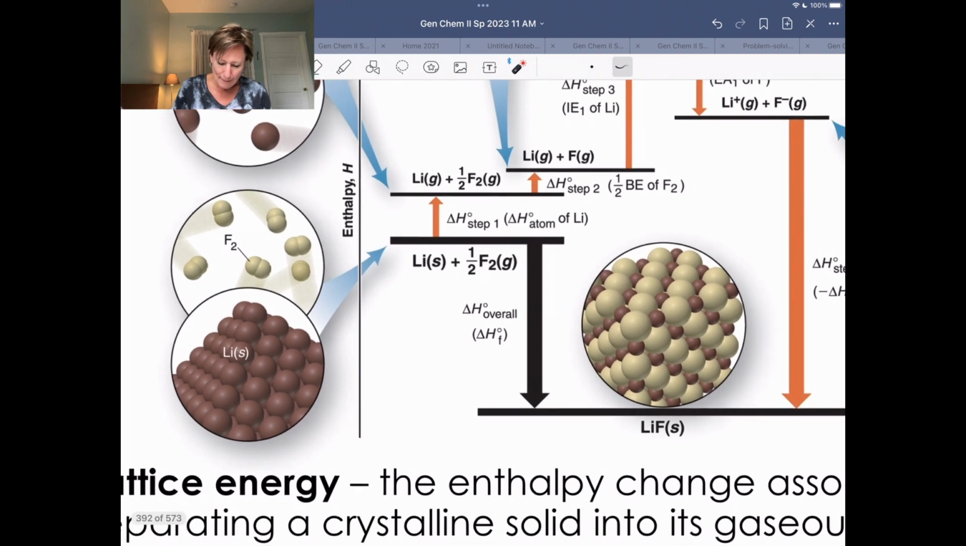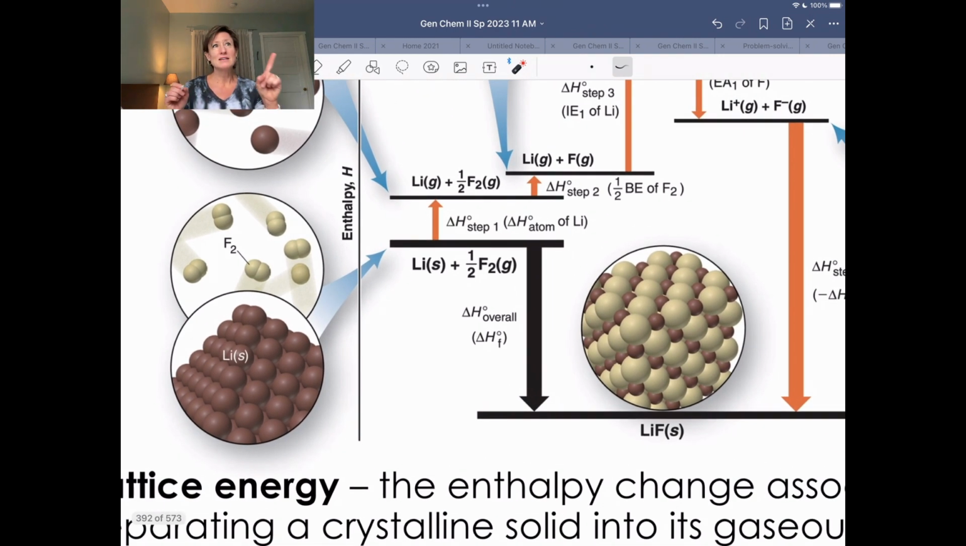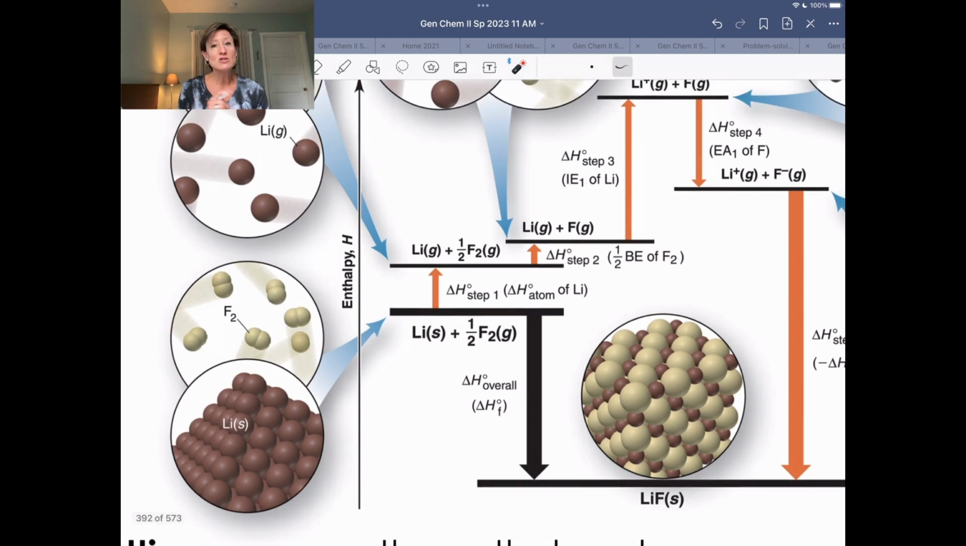If we want to make lithium fluoride salt, starting with lithium metal and F2 gas, here are the things that we need to do. They don't necessarily have to happen exactly in this order, but I want you to know what these steps are, and importantly, I want you to be able to name them and say what they are. The first thing is we need to take all of those atoms of lithium that are together as a solid metal, and put them into the gas phase. We call this atomization.